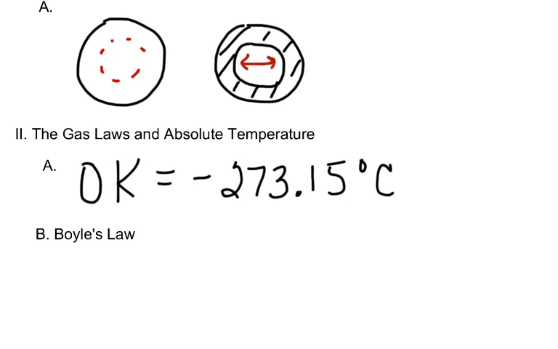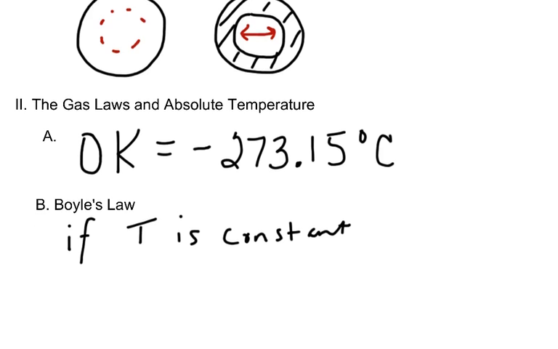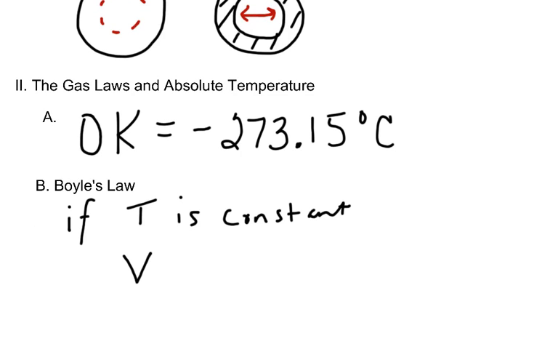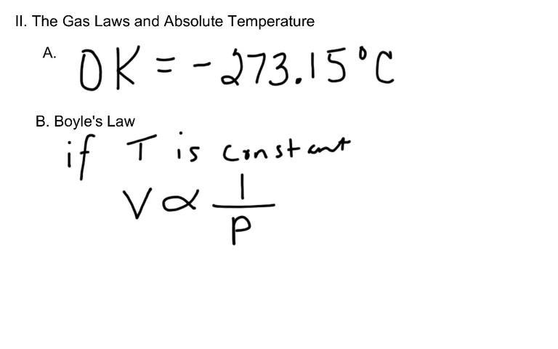There are 3 gas laws I want to talk about. The first one is called Boyle's Law. And Boyle's Law says if the temperature is constant, then we can say that the volume within a particular material is inversely proportional to the absolute pressure. That's the same thing as saying the absolute pressure multiplied by the volume is equal to some constant value.